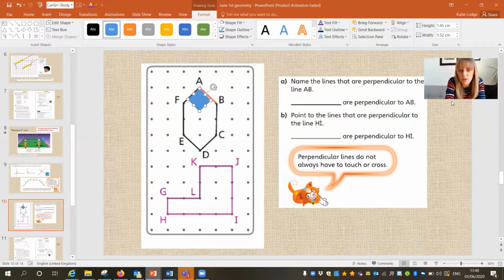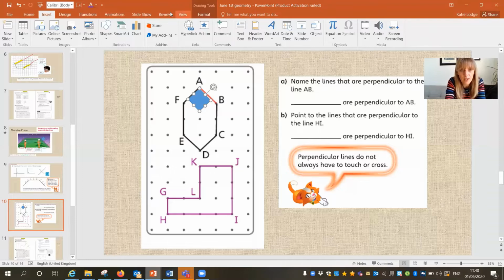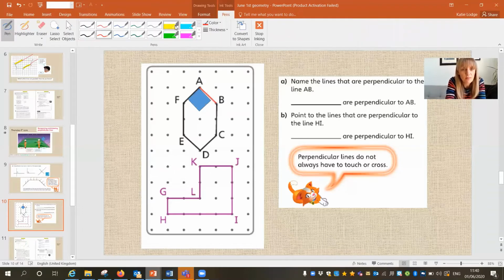So this one's saying, point to the lines that are perpendicular to the line HI. So on this one, here's the line. I'm going to highlight it for you. Let me go here and get my pens. So we're now looking at this line here on this shape, line HI. Now, which lines are perpendicular to the line HI? Oh, now let's listen to that question carefully. It says, point to the lines. So that must mean there must be more than one. Now they do have to join to the line HI. There are some others that we could extend and probably make them perpendicular, but they have to join to them.